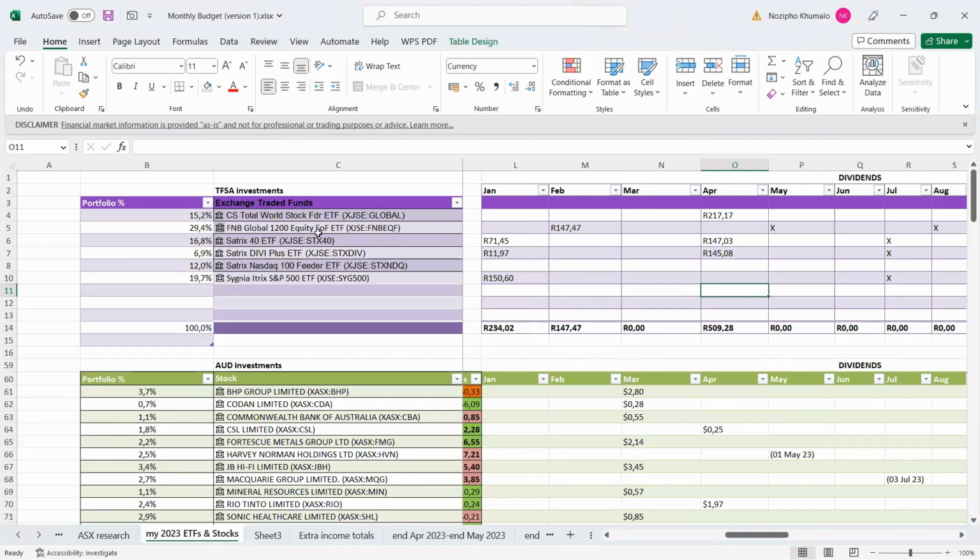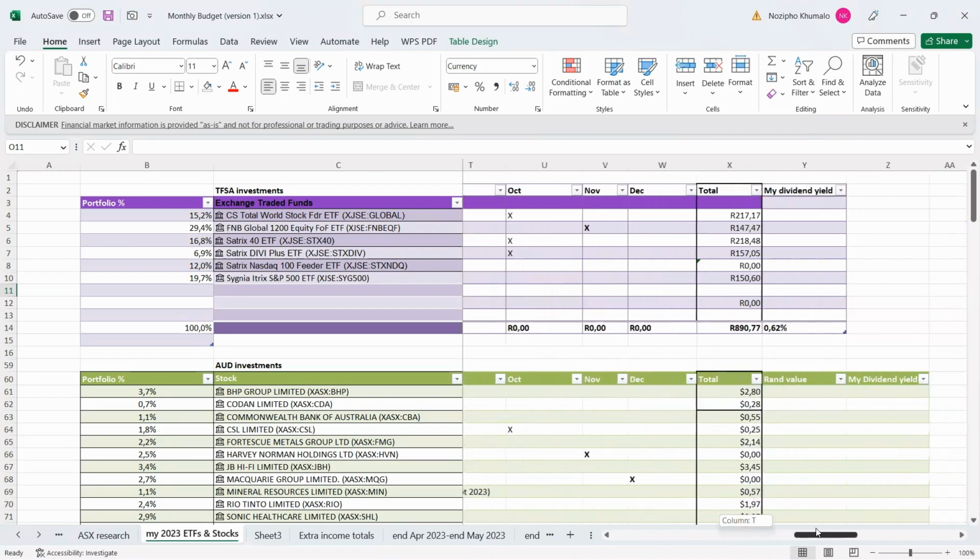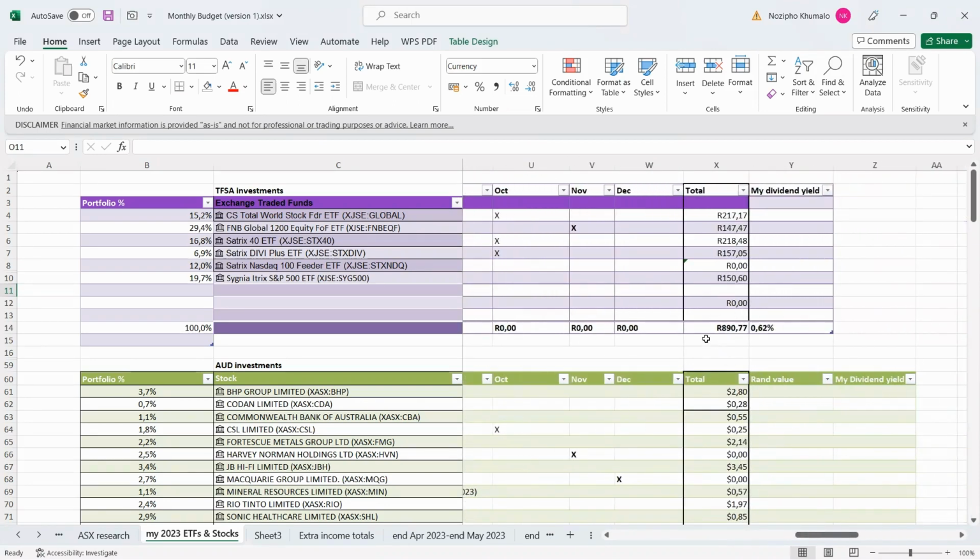Then in February, F&B Global 1200 paid me 147 Rand and 47 cents, which made up the entire total for February. There was nothing paid for March. Then in April, I was paid 217 Rand and 17 cents by CoreShares Total World. Satrix 40 paid 147 Rand and 3 cents. Satrix Divi paid 145 Rand and 8 cents, bringing the total to 509 Rand and 28 cents for April. In May this month, I'm expecting to get a dividend from F&B Global 1200, which I'll record there. And for the entire year so far, I've been paid 890 Rand and 77 cents in dividend amounts.